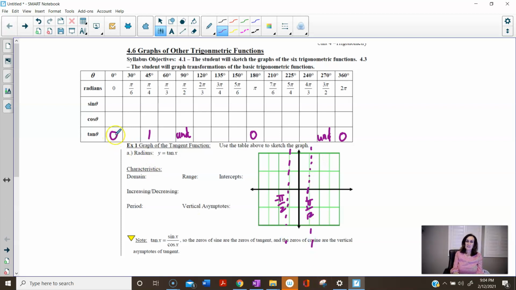Now you can see that the tangent of 0 is 0, so we're here. And then if we go to the right by pi over 4, we're going to go up 1. And if we go left, we're going to go down 1. And so the tangent graph looks something, that's not great, but looks something like that. And so the domain of the tangent graph goes from pi over 2 to negative pi over 2 is the domain.